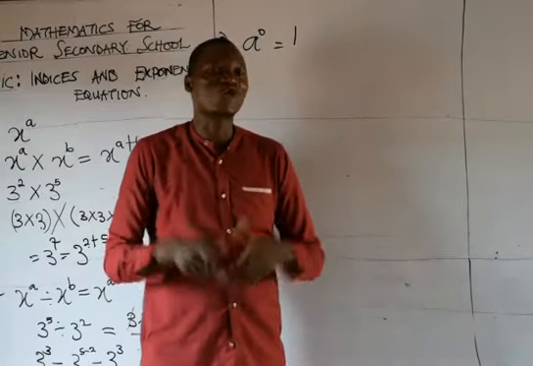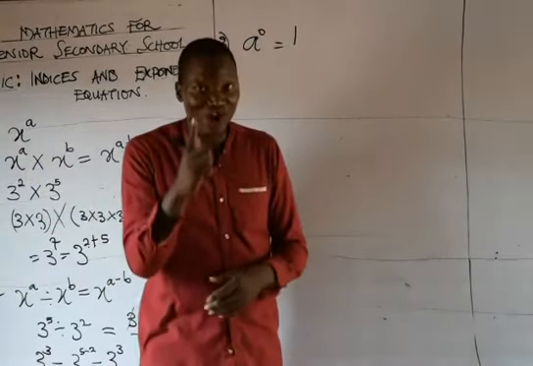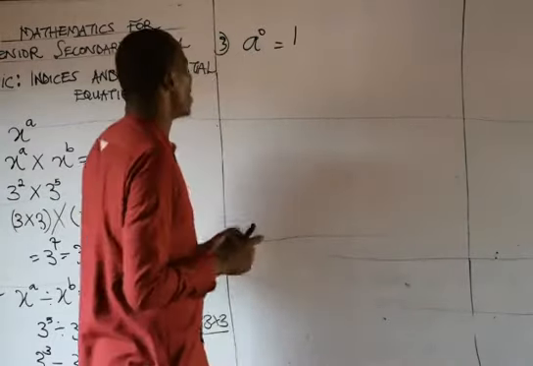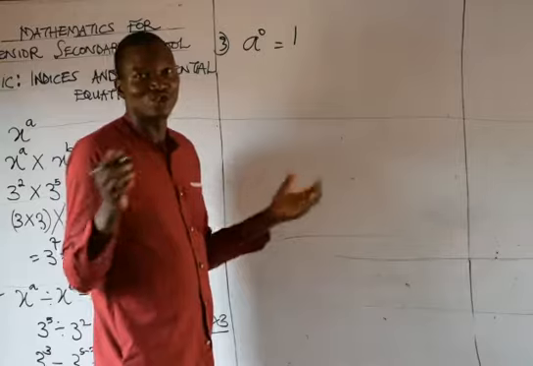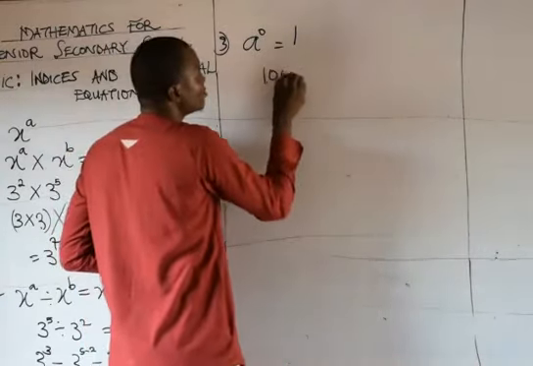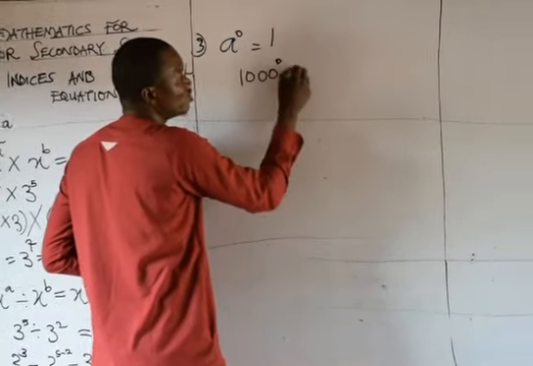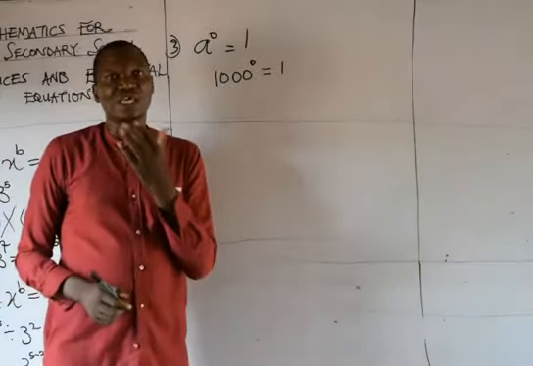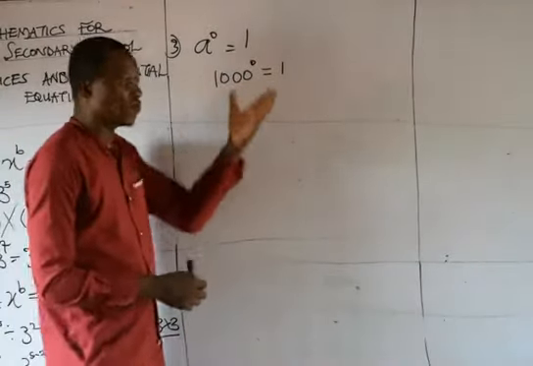Somebody will tell me like 1,000 raised to the power of 0 is still 1. 1 million raised to the power of 0, we still have it to be 1. X raised to the power of 0 is 1. A raised to the power of 0 is 1. So if I have 1,000 raised to the power of 0, the answer is 1. Don't forget this. We'll be making use of it in the course of our further studies.